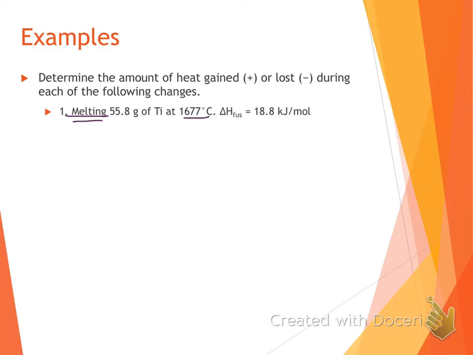Well, for melting, it's a phase change. Does temperature change during a phase change? Nah. So we're using Q equals n delta H. Well, if we're melting, we need to use the heat of fusion. The heat of fusion for titanium is given to us here, so you might need to add that to your problem. That tells us that it takes 18.8 kilojoules of energy to melt 1 mole of titanium.